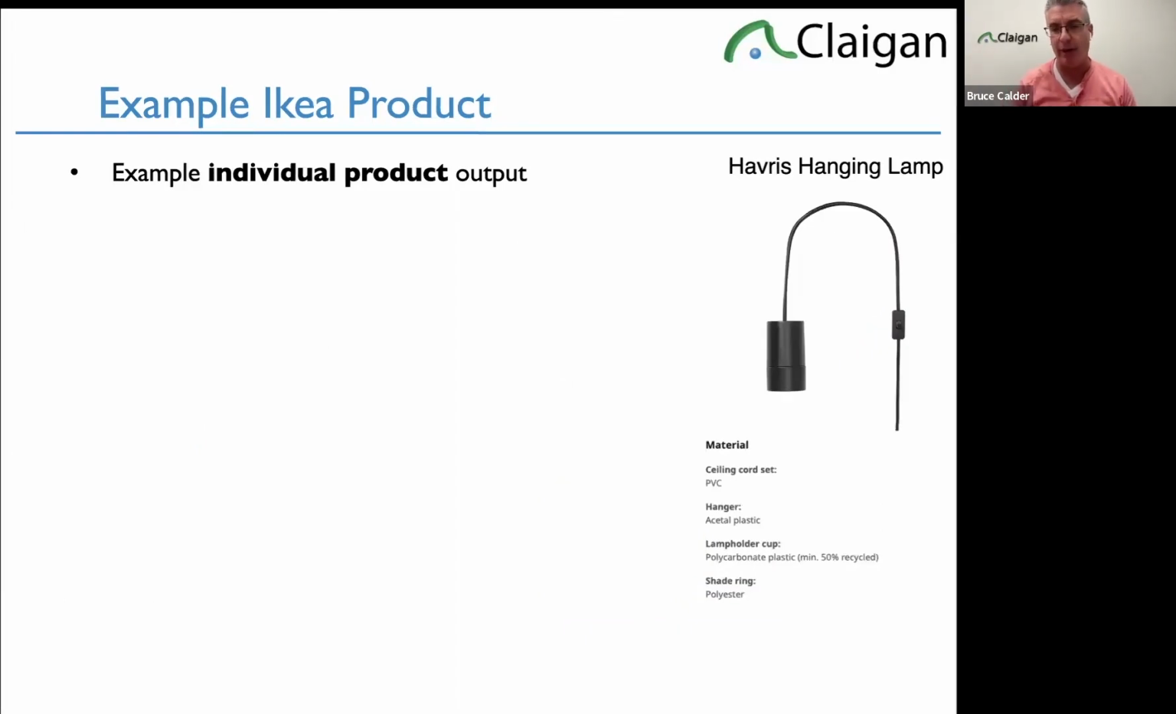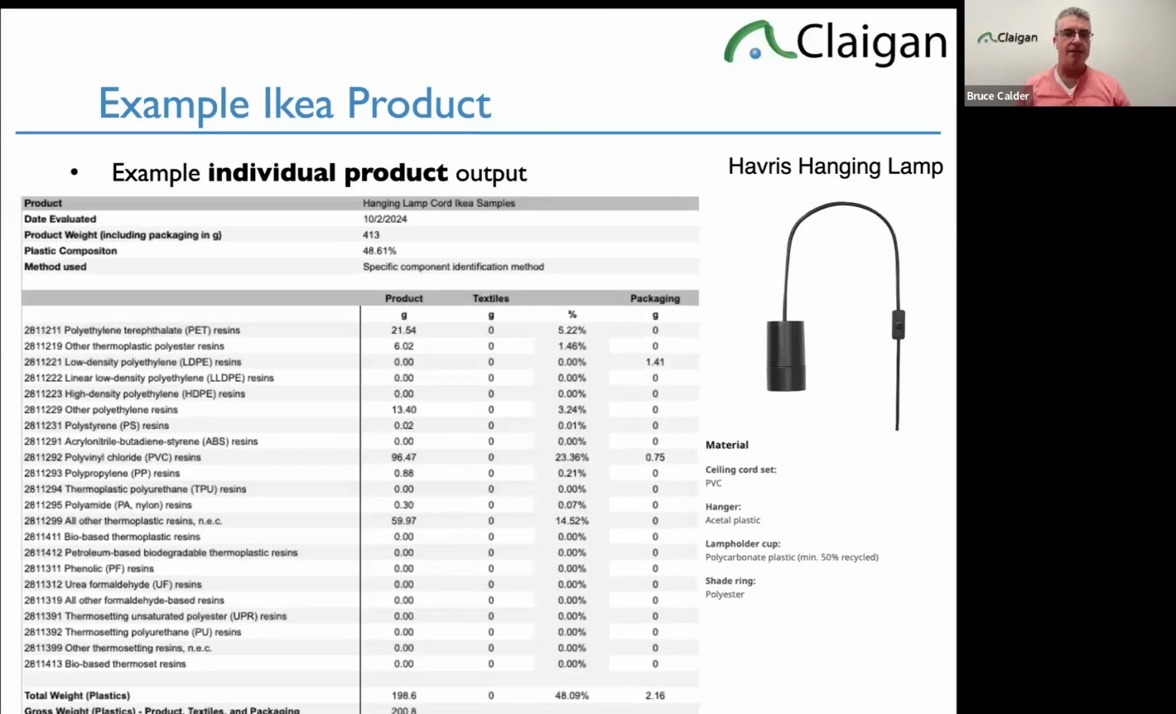So it's kind of neat because on their website, they have the ceiling cord set is PVC, the hanger is acetyl plastic, the lamp holder cup is polycarbonate, including some recycled material, and the shade ring, the actually hard piece at the end, is polyester. Yes. So this is what it is for an individual product.